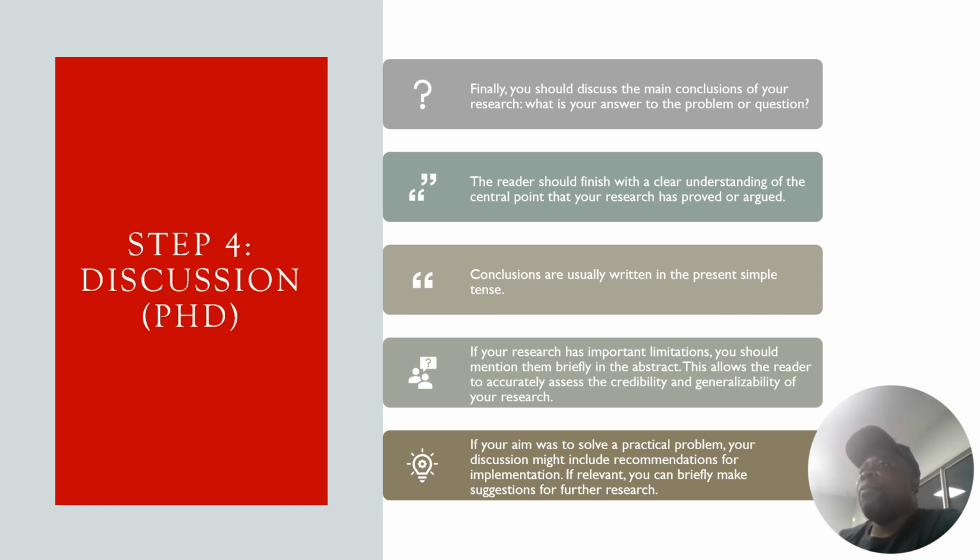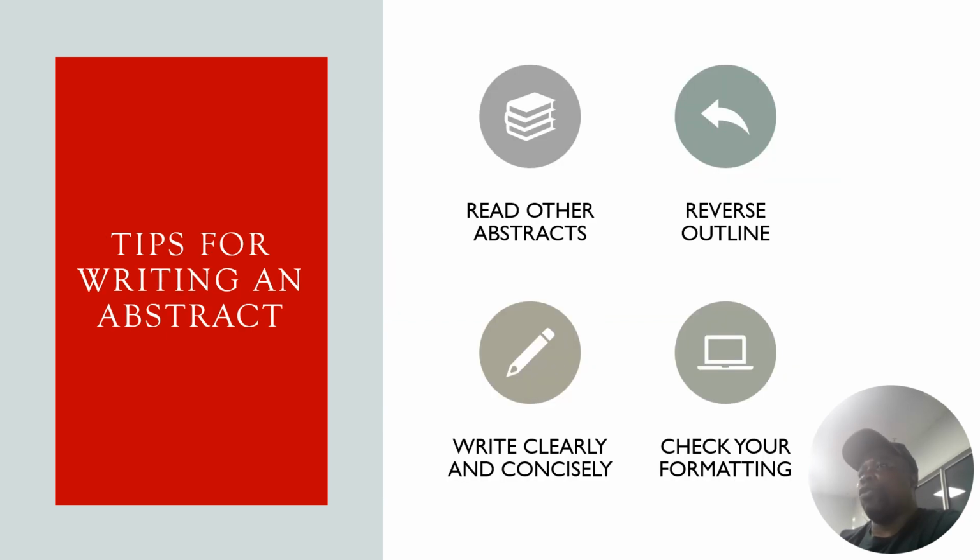If your aim was to solve a practical problem, your discussion might also include recommendations for implementation. And if relevant, you can also briefly make some suggestions for future research. And for all this part 4 of your abstract, you need to make sure it includes all these issues, and it will depend on the number of words that your abstract should be. Okay, let's go back to the tips now.